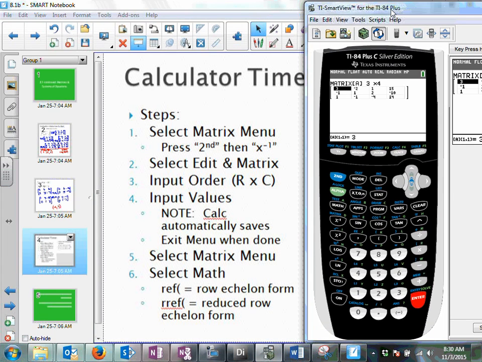So now what we're going to do, it automatically saves. So we want to go back to the home screen. So we're going to press second quit, and we're back to the home screen where you can push like 2 plus 3. Right next to second. Second quit, and we're back to the home screen. You found it? Yeah. Okay. So now we're going to go back to the matrix menu.